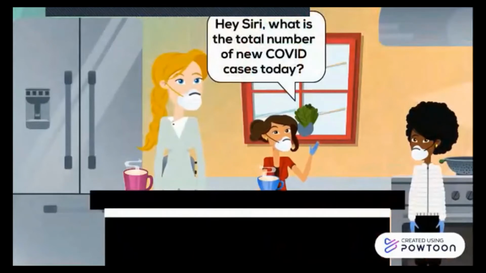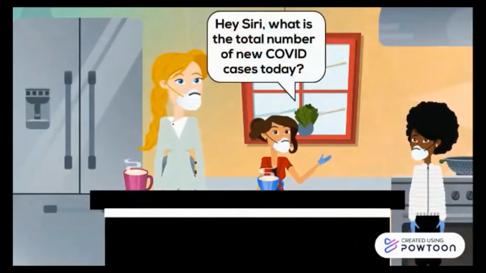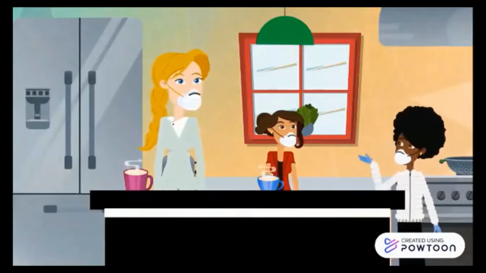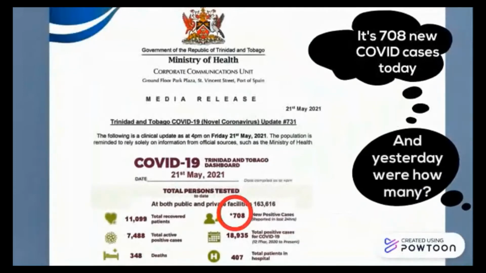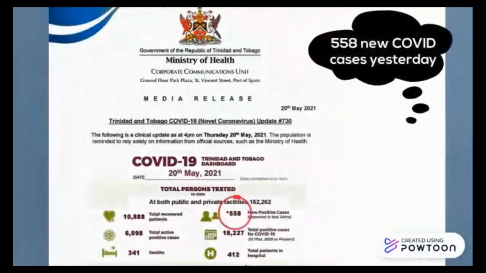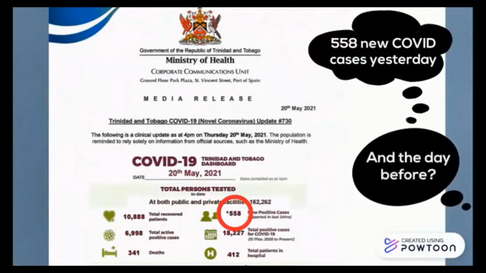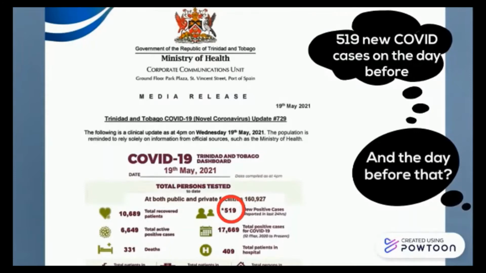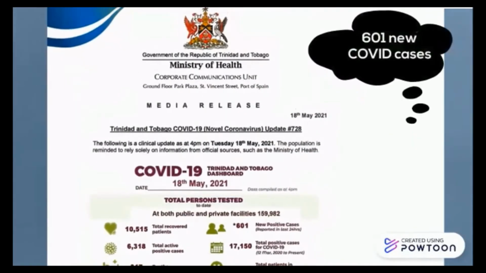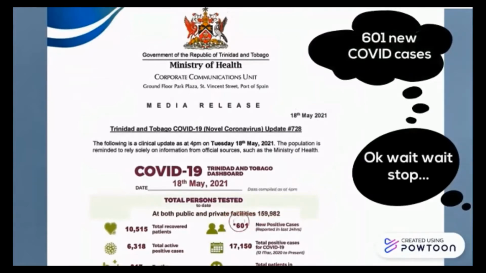Hey Siri, what is the total number of new COVID cases today? Okay, let me check. It's 708 new COVID cases today. And yesterday were how many? 558 new COVID cases yesterday. And the day before? 519 new COVID cases on the day before. And the day before that, 601 new COVID cases. Okay, wait, stop.